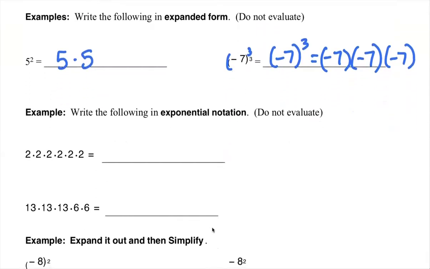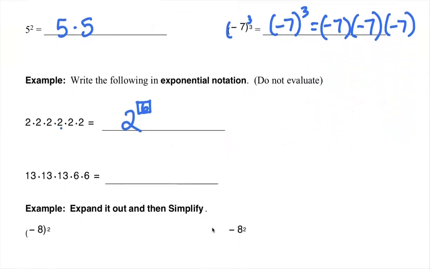And let's go in reverse. What would this expression look like with an exponent? This would be 2 is the base. What is that exponent? 1, 2, 3, 4, 5, 6. That would be 2 to the 6th. And here we'd have 13 to the 3rd power times 6 to the 2nd power, or 6 squared. So that means 13 times 13 times 13 times 6 times 6. Important that you include this just so we keep the same meaning as what was given over here. These are all connected by multiply.